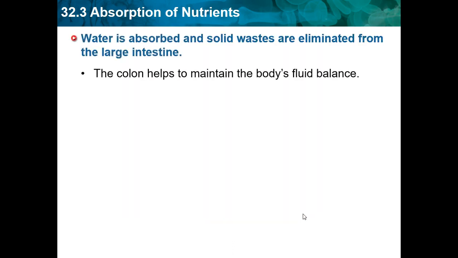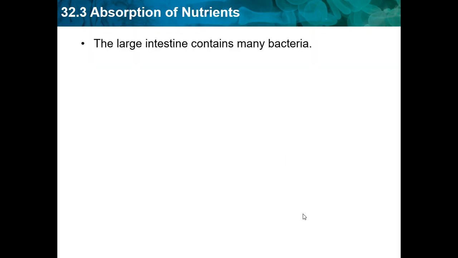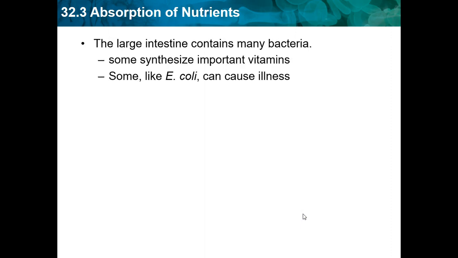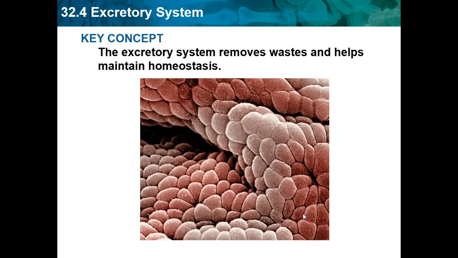Water is absorbed and solid waste is eliminated from the large intestines. The colon helps to maintain the body's fluid balance, and undigested material forms the solid feces. It's stored in the rectum and eliminated through the anus. The large intestine contains many bacteria. Some synthesize important vitamins. Some, like E. coli, can cause illnesses.